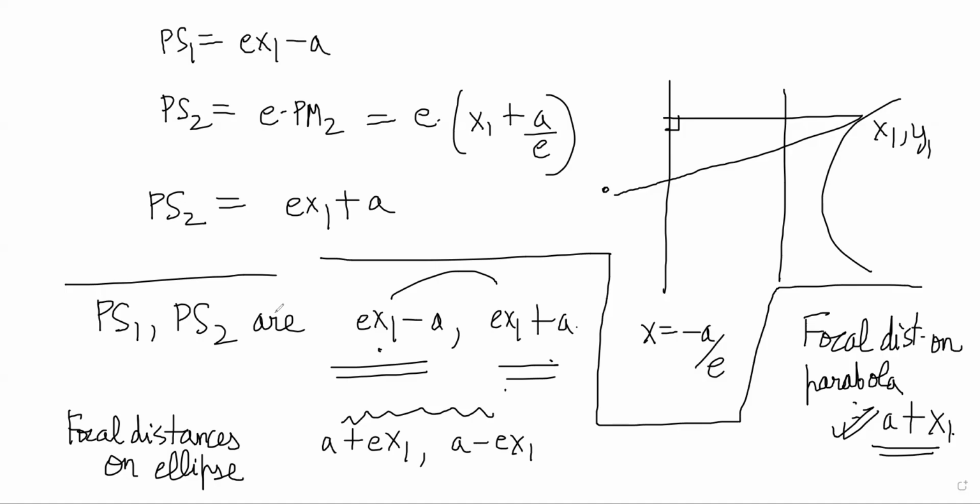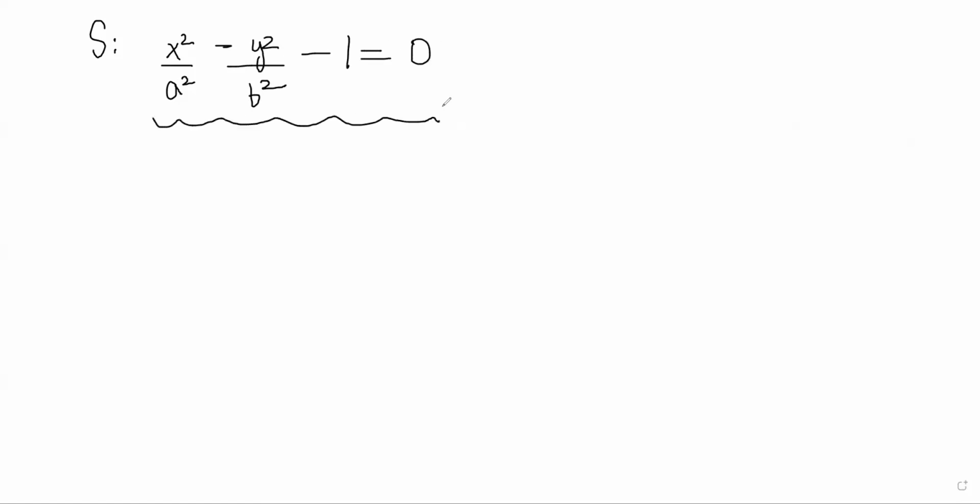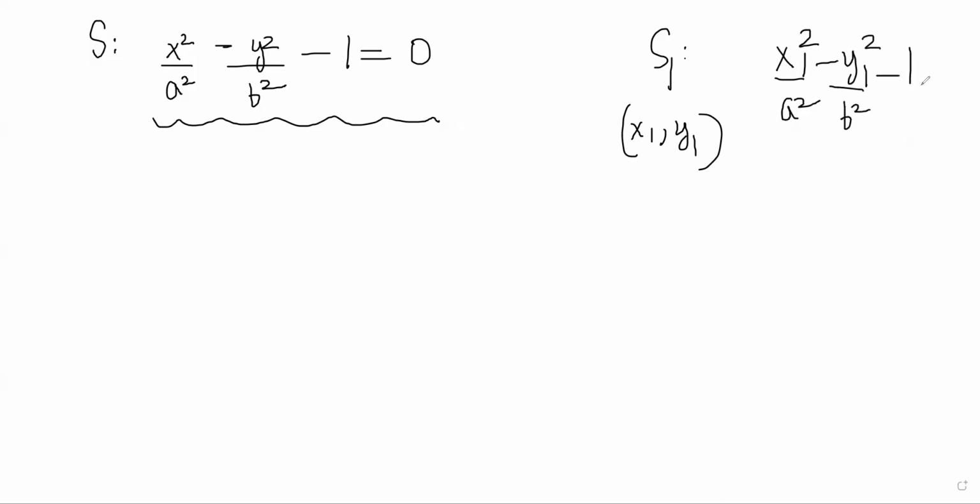Another concept that you need to be aware of is the standard notation. So the equation of the hyperbola can be written as this equation: x square by a square minus y square by b square minus 1 is equal to 0. That can be called your equation S. So similarly, if I put a point in it, it will be S1. S1 would be if I put x1, y1 into this equation, and that would have been x1 square by a square minus y1 square by b square minus 1. That is your S1, right?